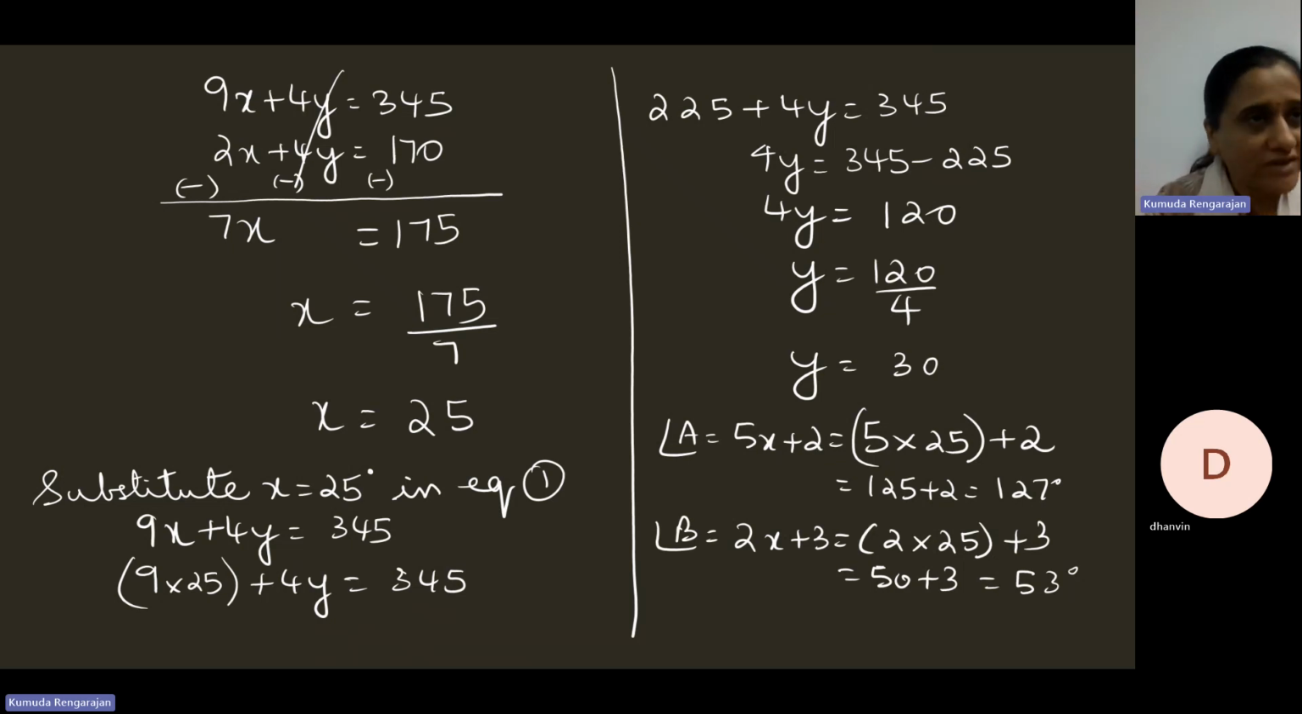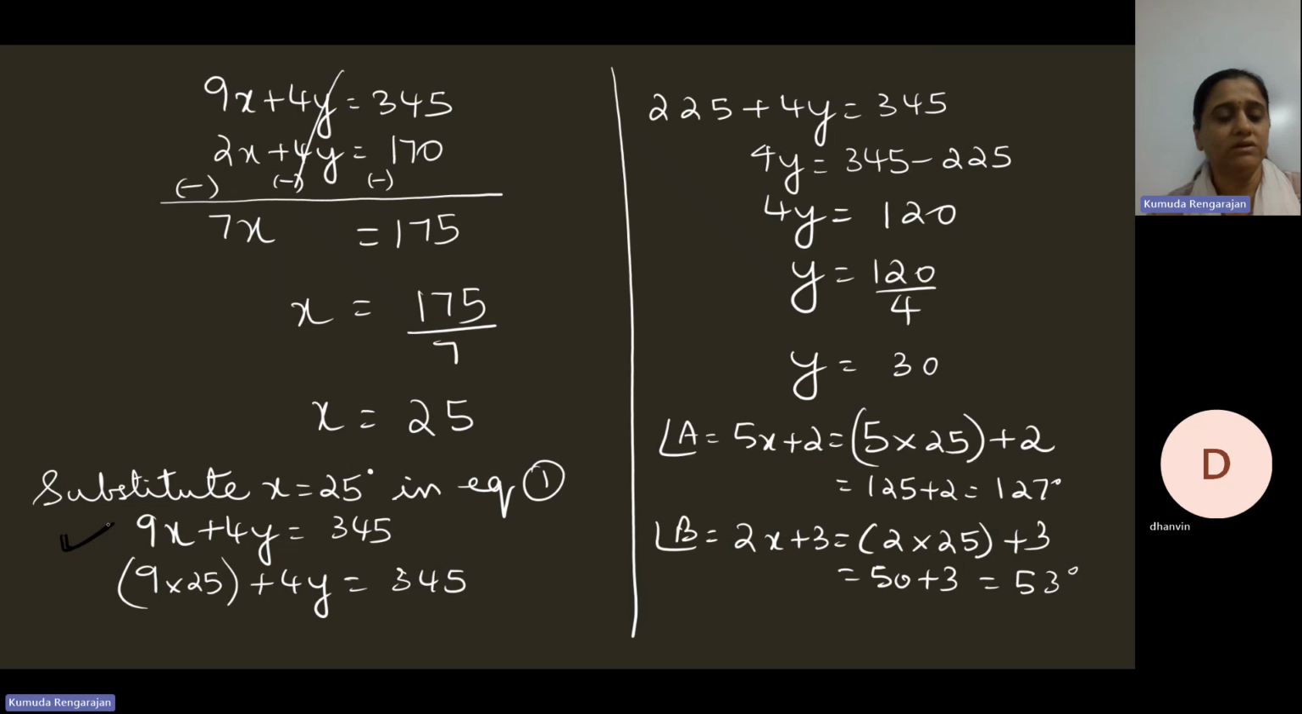Yeah, we got the value of x. Now next we need to find the value of y. We have two equations with us, 1 and 2. Take one of the two equations, equation 1 or equation 2, and in that, use the value of x, 25. When you do that, you can find y.